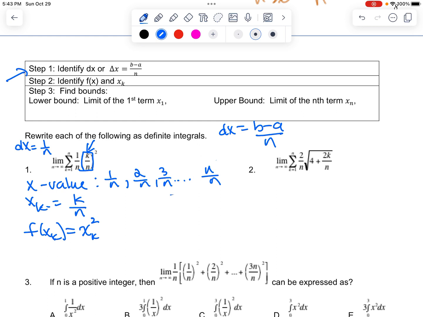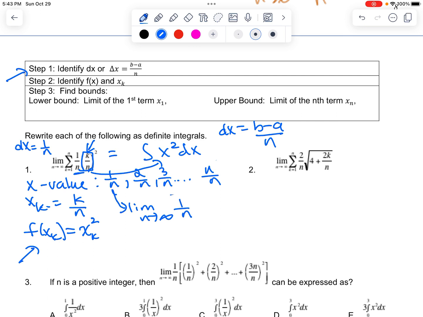So this is the same as x squared. There's that piece right there. This is just my dx. The only other thing that we need is our bounds. This is the way to do the bounds. This is our first x coordinate.